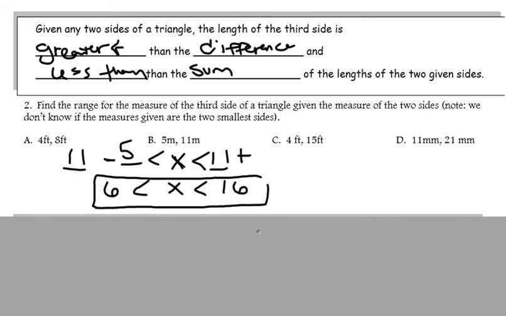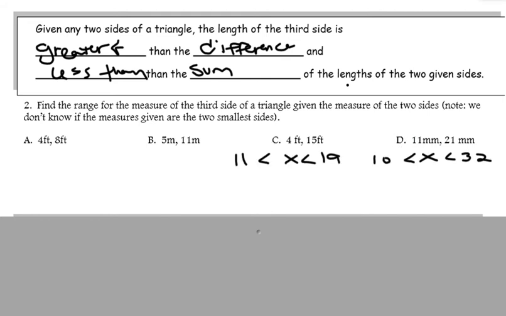Alright, you try C and D on your own. Go ahead and pause the video and see if you get what I get. Okay, so for letter C, you should have gotten that the third side, x, is supposed to be greater than 11 and less than 19. And on letter D, the third side, x, has to be greater than 10 and less than 32.